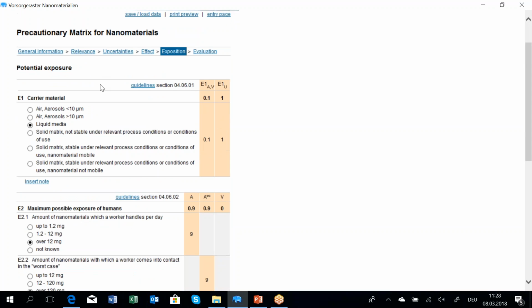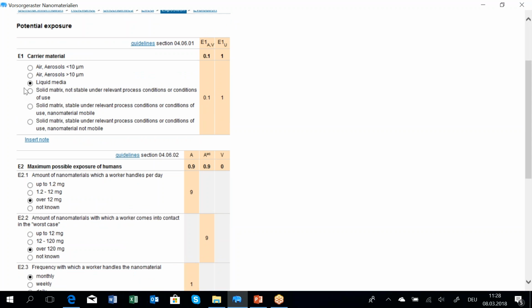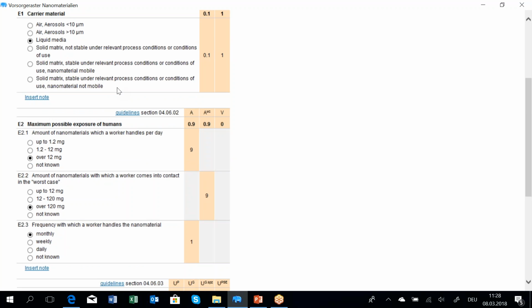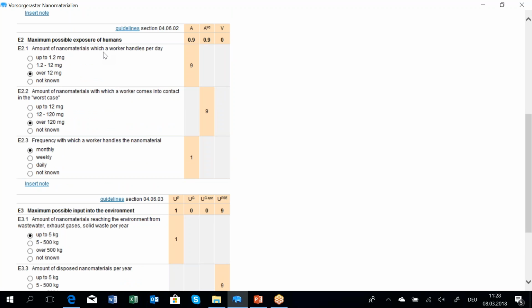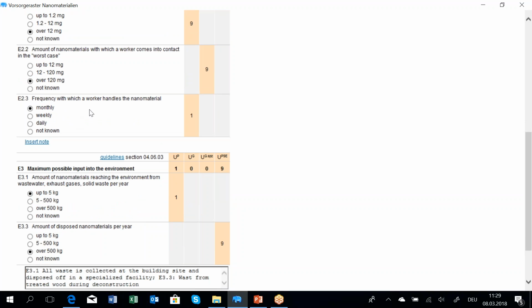Our potential exposure, the carrier material would be in this application the liquid media. Then the maximum possible exposure of humans with nanomaterials with a worker which handles per day is over 120 milligram, because we have this 1.25 kilogram of nanomaterials. Then also the worst case assumption of a worker comes into contact with the nanomaterials also over this 120. And the frequency in which a worker handles the nanomaterials in our case would be monthly.